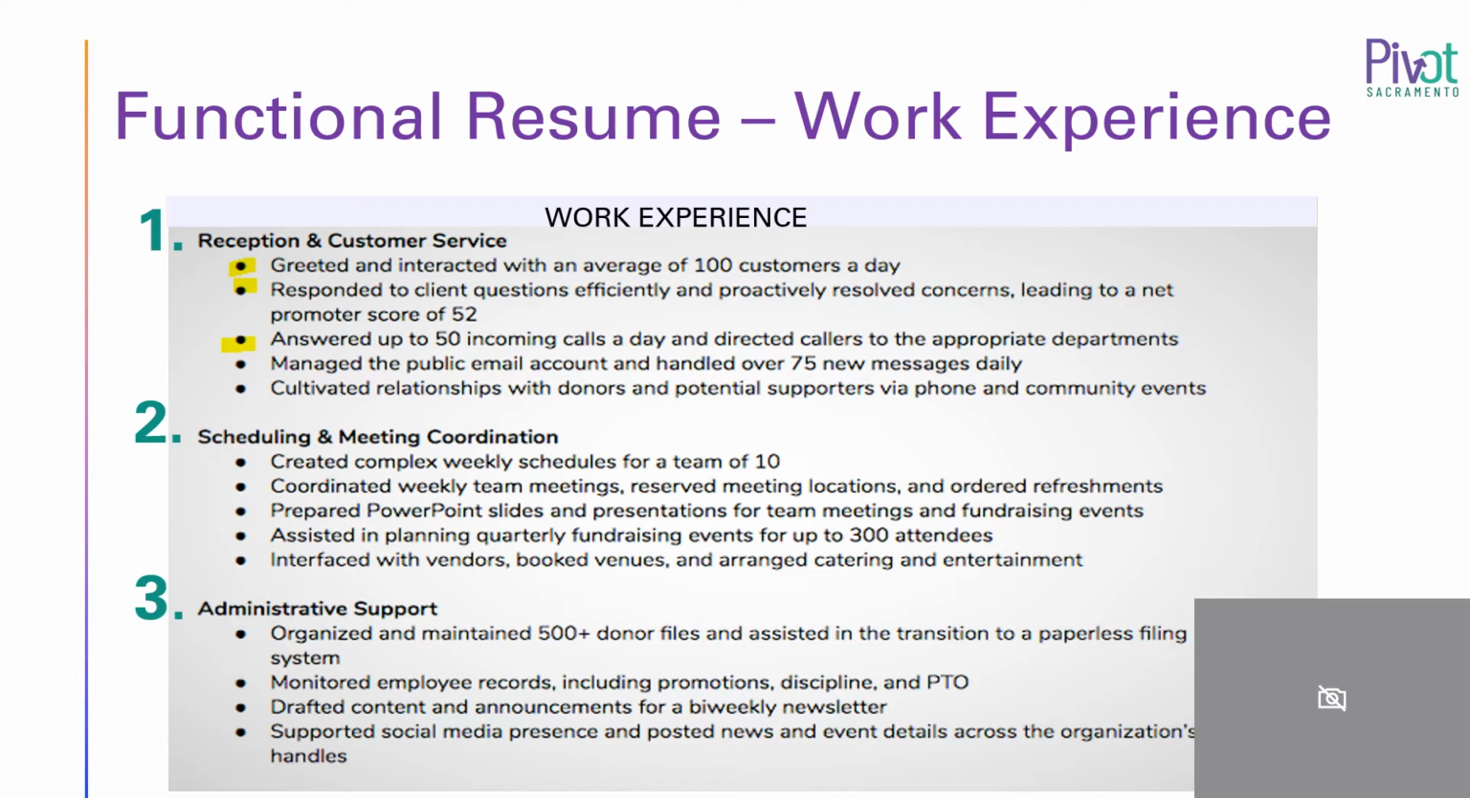With those duties that are under the skill, which is labeled 1, 2, and 3, you want to put the corresponding work duties that you did. And these could have been at any job. It does not matter. You can just bullet what you did. So this person put under the first skill, which is reception and customer service, they greeted and interacted with customers. That's a customer service skill. They answered 50 incoming calls daily. That is reception and customer service.